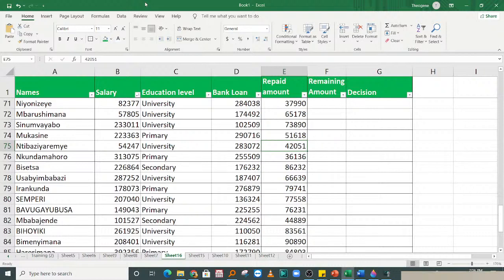Then first of all, when we are dealing with decisions, we think about if, or what happens if, and things like index, if errors, and other functions.